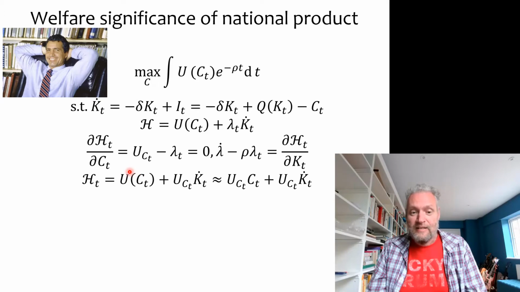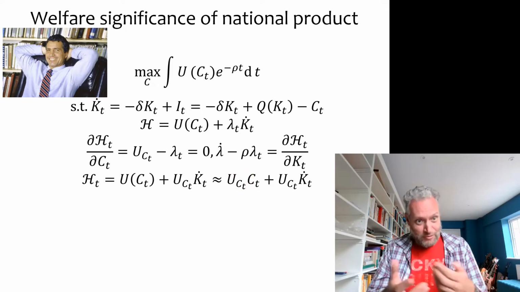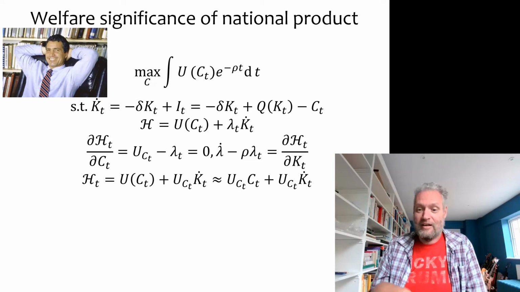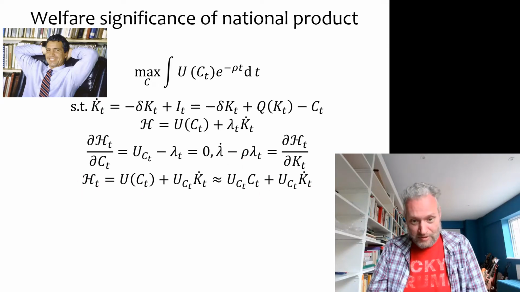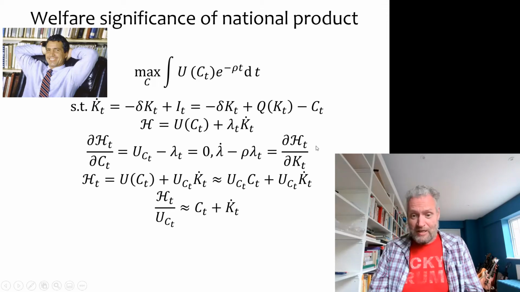This thing here is approximately equal to the marginal utility times consumption. This is just the first order approximation of our utility. And so this expression here is an approximation of our Hamiltonian. Now we bring UC to the other side of the equation, and what we have is the Hamiltonian normalized with U sub C, with marginal utility. So the Hamiltonian is really utility. This is measured in utility, right?